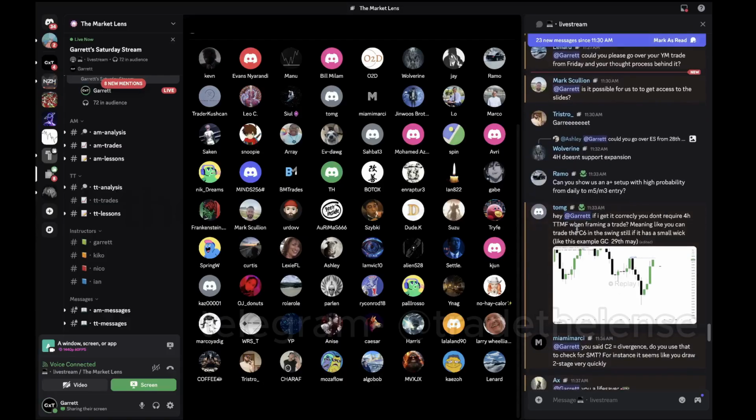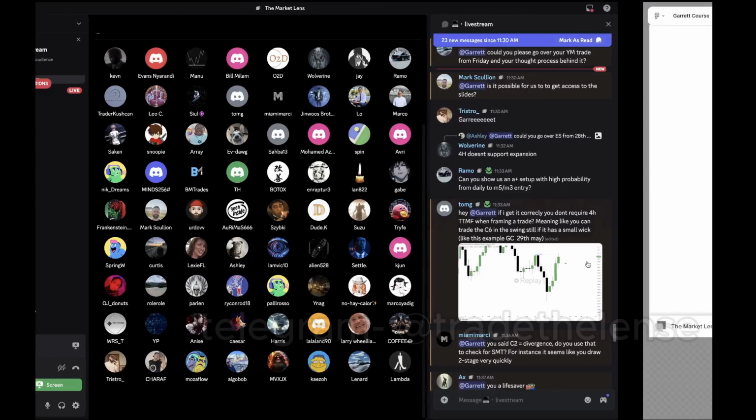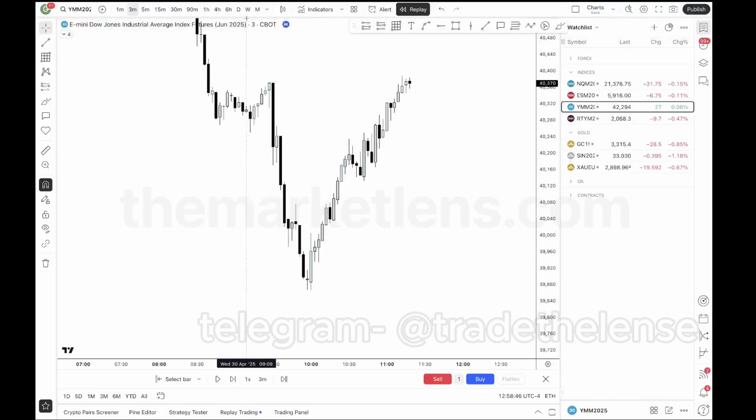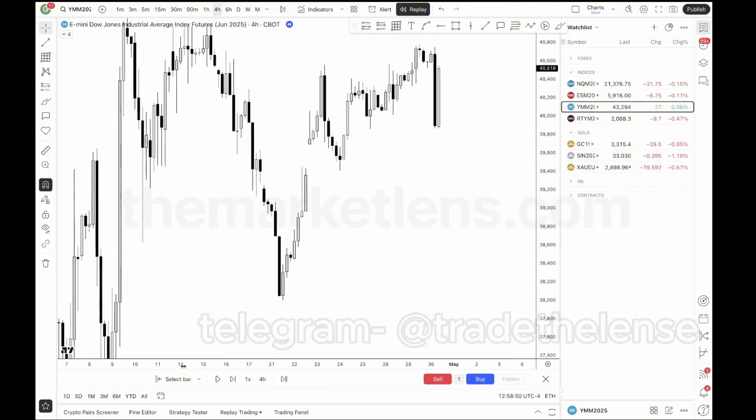Hey Garrett, if I get it correctly, you don't require the 4-hour TT fractal model. No, I don't. Meaning you can trade this C6, and the swing still, if it has a small wick. Yes. So I'll go over one example. I just remember this example. Maybe this one over here, yeah.